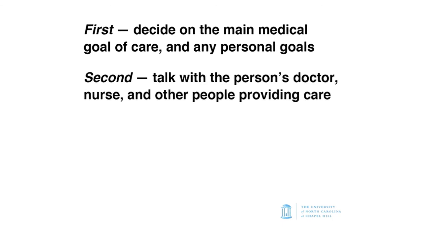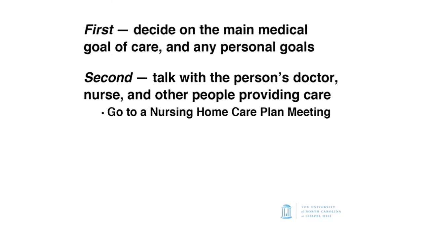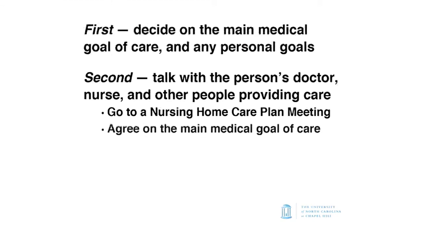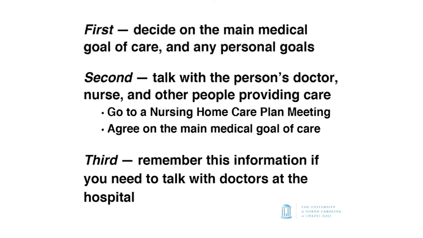Second, talk with a person's doctor, nurse, and other people providing care. You can talk to them by phone or in person. A good time to talk could also be at the next nursing home care plan meeting. Try to reach agreement on the main medical goal of care and specific treatments that should or should not be used based on this goal. Third, remember this information if you need to talk with doctors at the hospital or other places the person goes for health care.